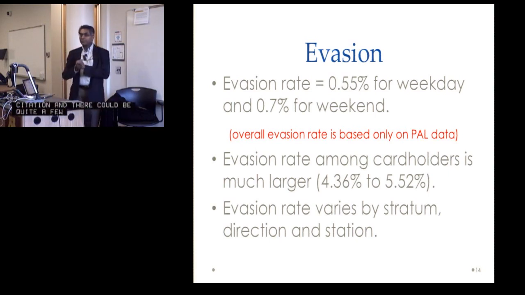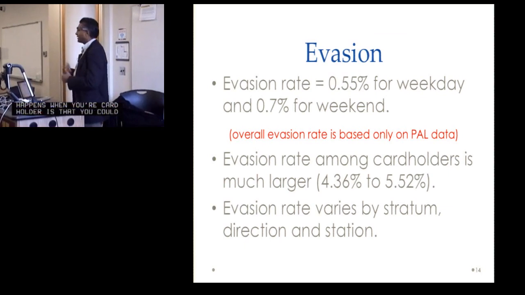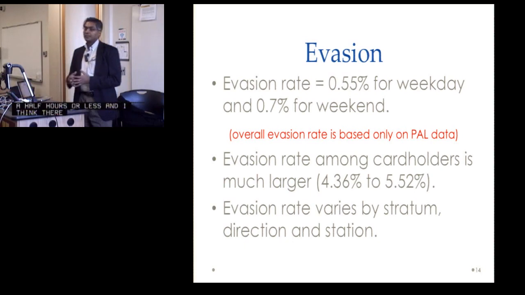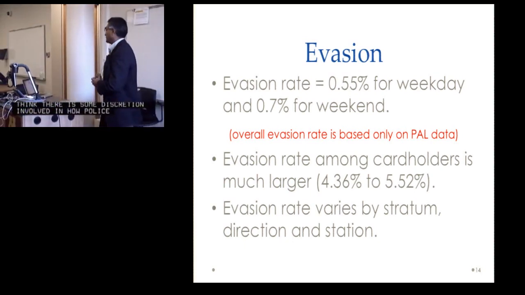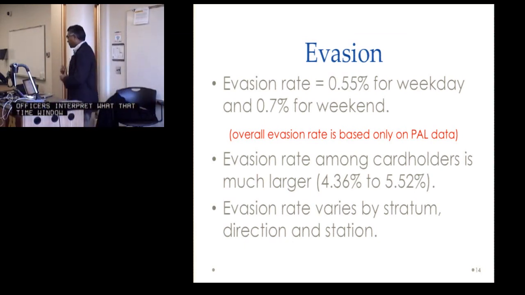The other thing that we think happens when you are a cardholder is that you could legitimately miscalculate whether it is exactly 2.5 hours or less, and I think there is some discretion involved in how police officers interpret what that time window means. So that's why the evasion rate, if you look only at police activity logs data, is about 0.55%, less than 1% on weekdays, and 0.7% higher on weekends.